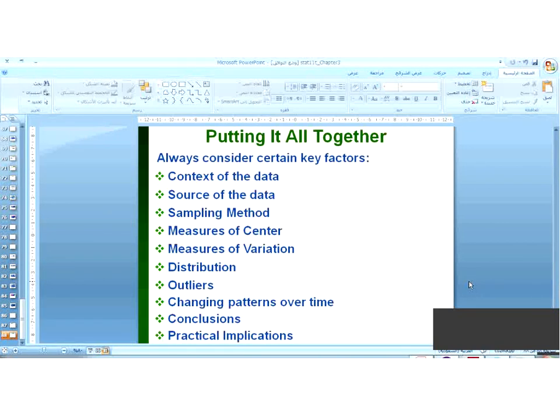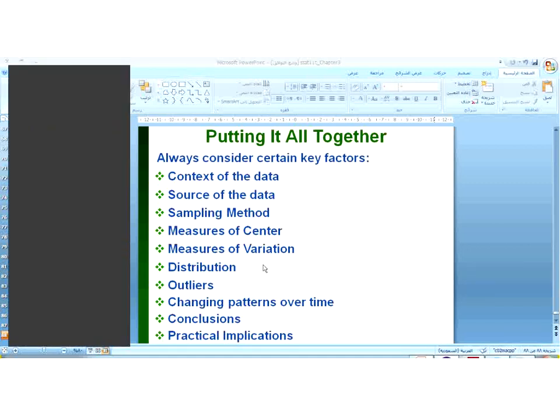أوكي؟ كذا خلصنا. يقول putting all together, always consider certain key factors. لازم أحط في الاعتبار the context of the data, the source of the data, the sampling method, then the measure of center, the measure of variation, the distribution, and the outliers, change pattern over time, then the conclusion, finally the practical application. Any question for today's lecture?